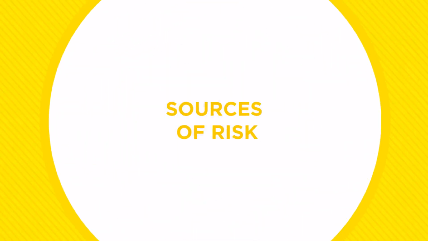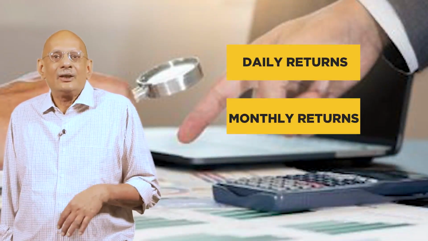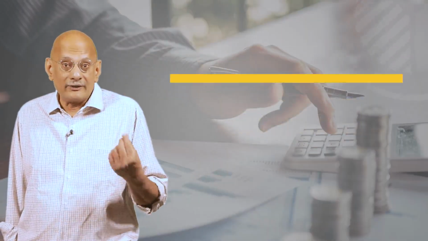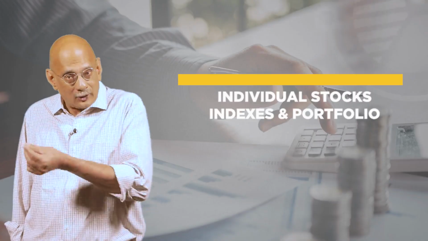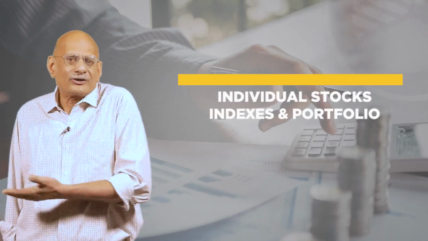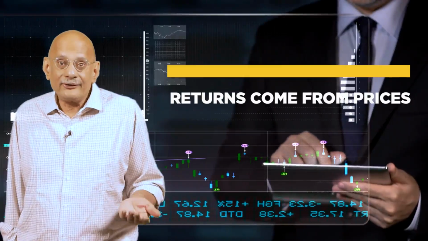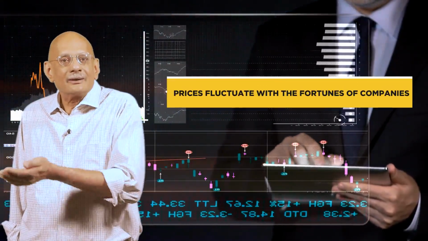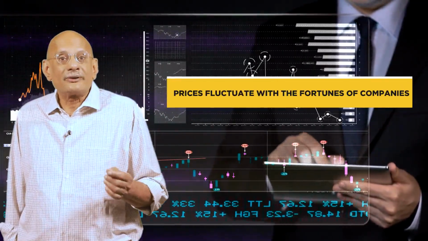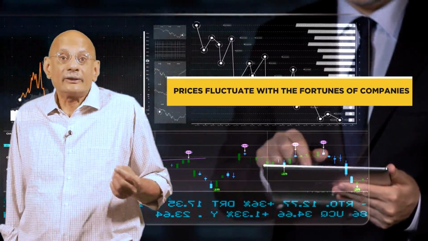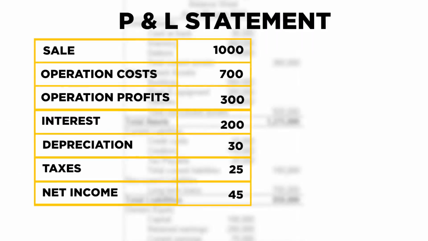Where do these risks come from? We can do these calculations with daily returns or monthly returns. We can calculate returns and standard deviations for individual stocks, as well as for indexes and portfolios. Of course, they too will show some variation. But think of the source one more time. Returns come from where? They come from prices, and prices fluctuate with the fortunes of companies, more specifically the quality of their earnings and the quantity of them. If you think of a simple profit-loss P&L statement, we can take a stab at identifying some broad risk sources.